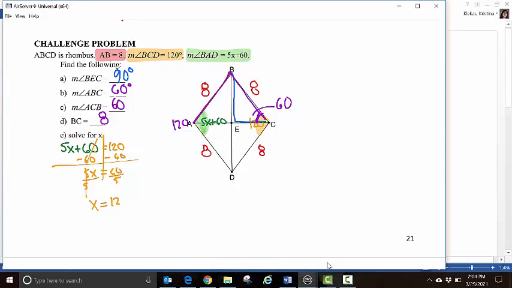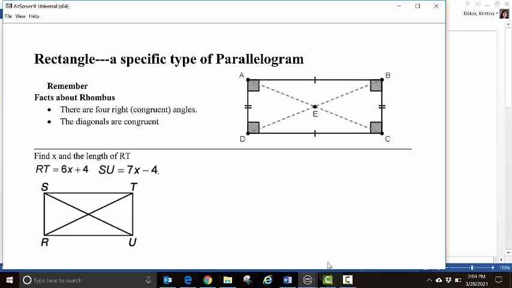Next, we have a rectangle. A rectangle has all of the parallelogram stuff plus the 4 corners are congruent and they're all 90, okay? And the diagonals are the same. So this piece is congruent to that piece.